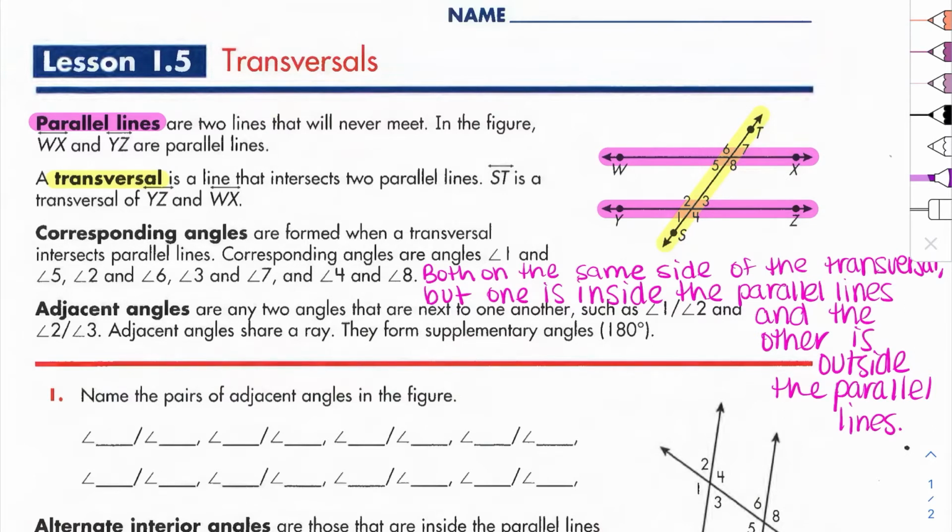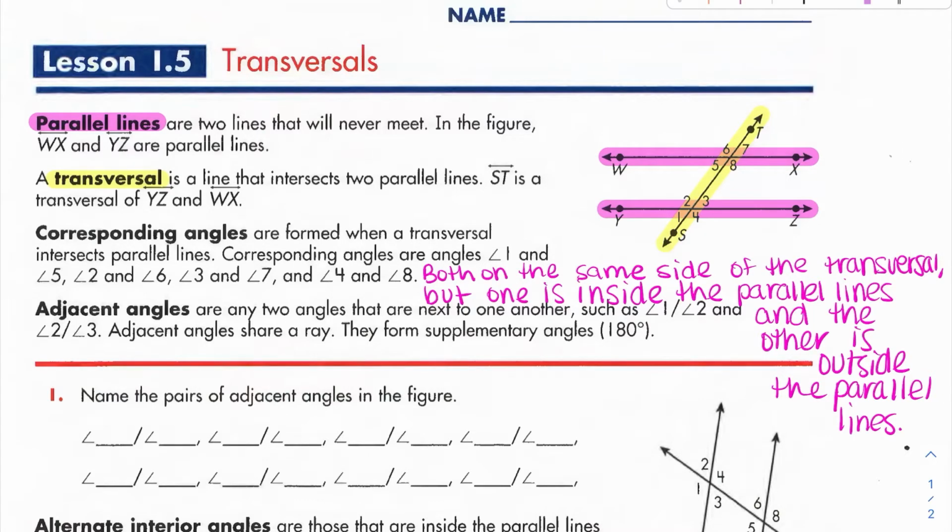So the first topic that we're going to talk about today are corresponding angles. Corresponding angles are formed when a transversal intersects parallel lines. In this example, corresponding angles are angle 1 and 5, angle 2 and angle 6, angle 3 and angle 7, and then angle 4 and angle 8.